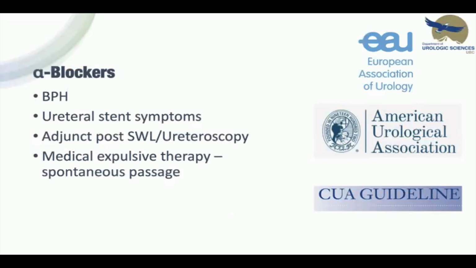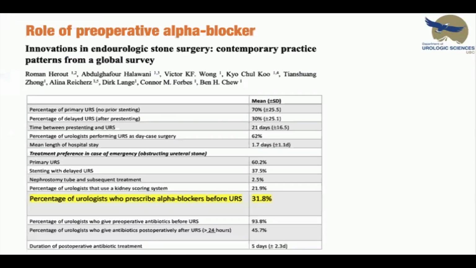Alpha blocker is well known in urology, is recommended by all guidelines in the treatment of BPH, in medical expulsive therapy for stone passage, and even plenty of data available for its role in alleviating ureteral stent symptoms and adjunct post shockwave lithotripsy and ureteroscopy. But what about the preoperative use of alpha blocker?